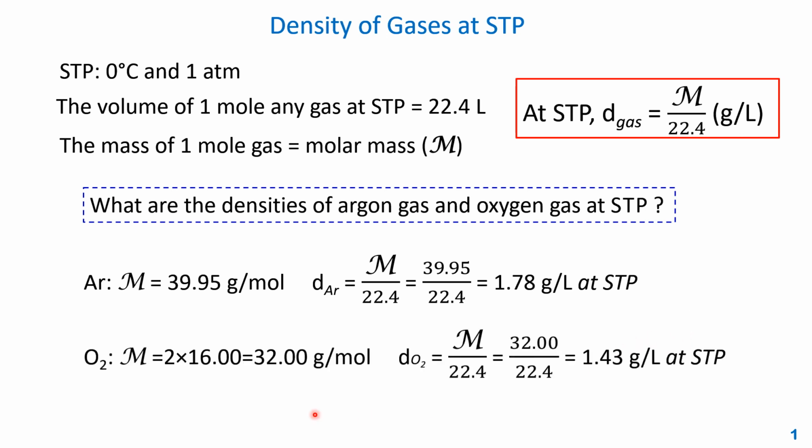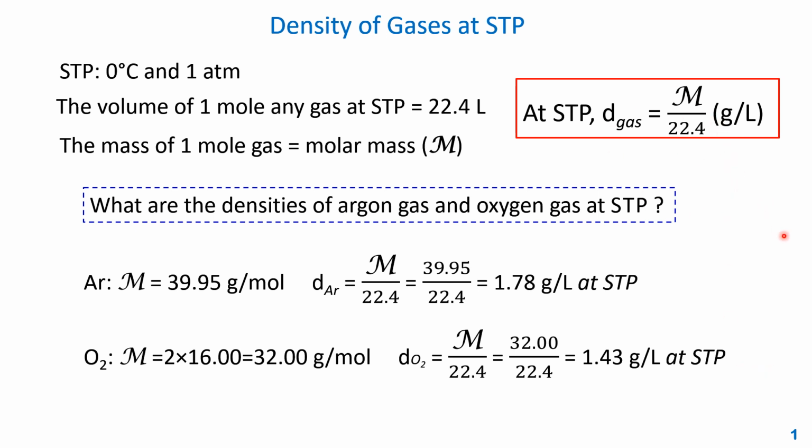For oxygen, the molar mass is 2 times the molar mass of an oxygen atom, which is 32. Then the density of oxygen at STP will be the molar mass 32 divided by the molar volume 22.4. And the answer is 1.43 grams per liter. This is the density of oxygen at STP. So to calculate the density of a gas at STP, it's very simple. You just need to know the molar mass.